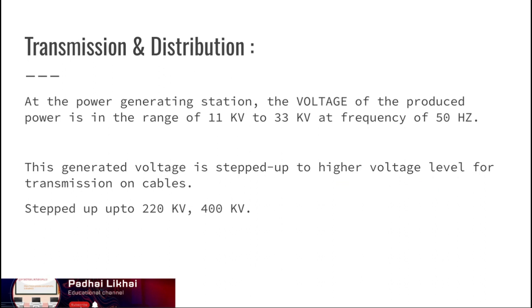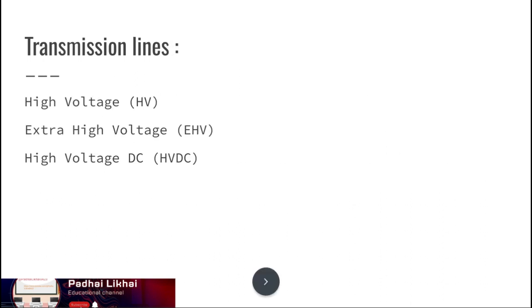Now moving to the next stage, that is transmission and distribution of power. At the power generating station, the voltage of the produced power is in the range of 11 kV to 33 kV at a frequency of 50 Hz. This generated voltage is stepped up to a higher voltage level for transmission on cables, stepped up to say 220 kilovolt, 400 kilovolts, and so on. So there are high voltage transmission lines, extra high voltage transmission lines, and high voltage DC, which is HVDC transmission lines.